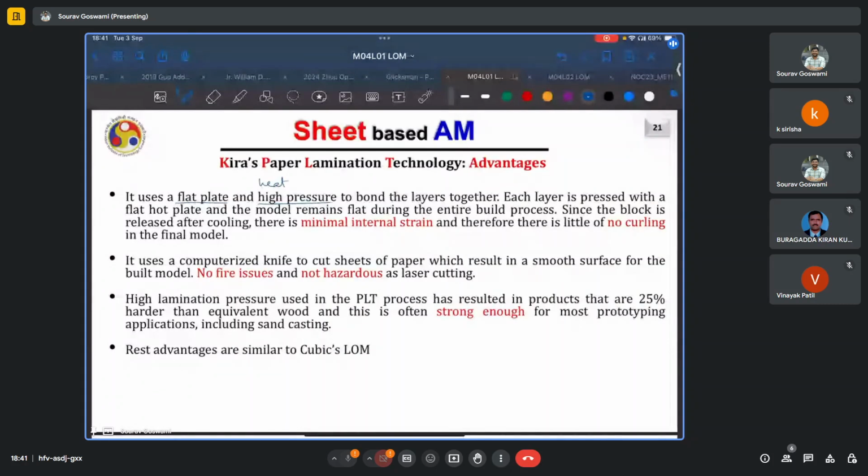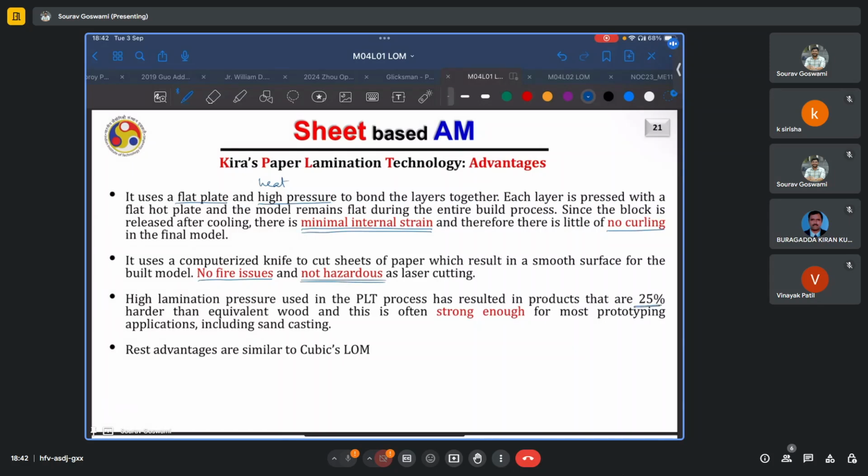Now, since the block is released after cooling, the internal stresses or the residual stresses are also allowed to get released. Thus, there is minimal residual strain or internal strain, and there is little to no curling in the final model. It uses a computerized mechanical knife to cut sheets of paper, which results in a smooth surface for the build model. Since we are not using lasers, there is no fire hazard, and the release of fumes or other gases is also almost non-existent.